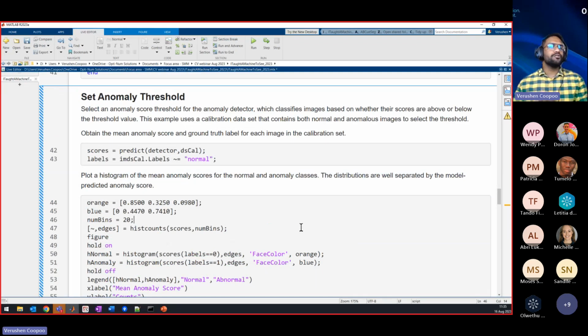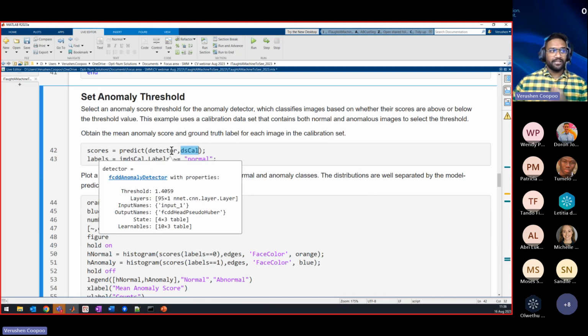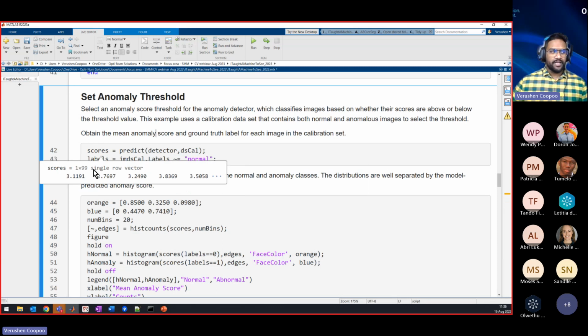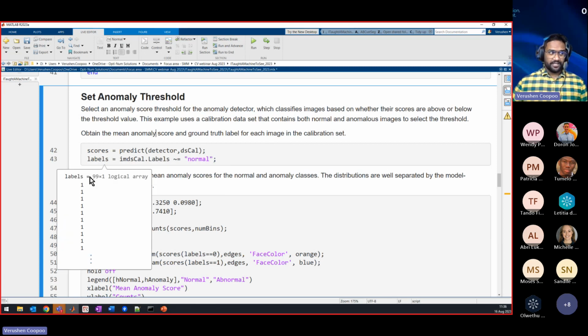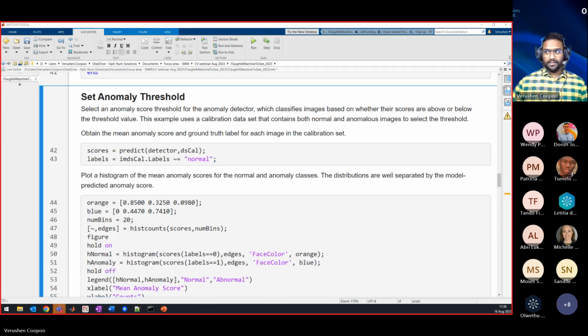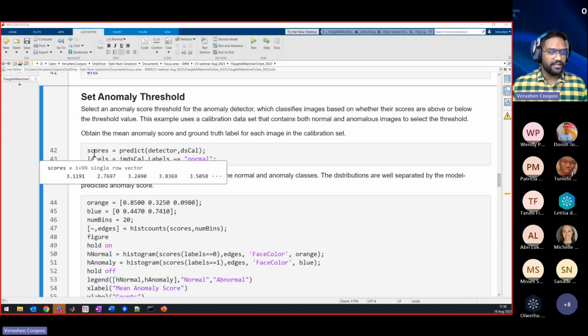Up next, we're going to choose our threshold for our network. We need the network to decide on a number above which everything will be abnormal and below which everything will be normal. I'm going to run this section of the code, and what it's going to do is take our calibration data, pass it through our detector we have trained, and give out scores. We had 99 calibration images, and for the first image, its average score was 3.1, the next was 2.7, the next was 3.2, and so on. The labels for those images, we can see that the first couple are 1, being that they are abnormal images, and so these scores all correspond to abnormal images.